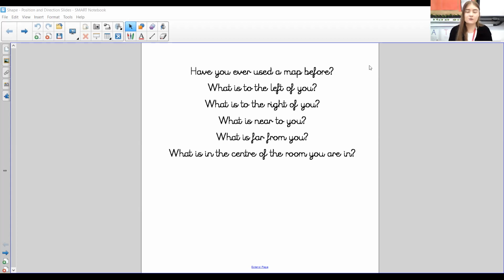That little starter was setting us up for our learning based on position and movement. It will be a lot to do with maps, so you're going to be a mathematician as well as a geographer at the same time. Using those words and thinking about them is helping us start to understand what might be near to each other on a map, what might be far from each other, and what might be in the centre of the map. It's getting us to think about directions a little bit before we apply it to maths.